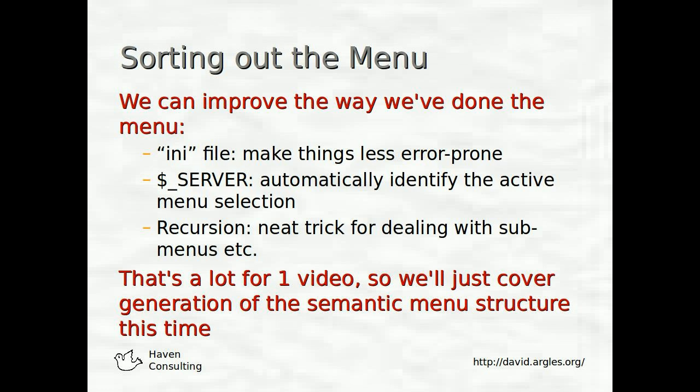There are three things that we can do. First of all, we can use something called an ini file, and this can make things a lot less error prone in the way that we build our menus. Secondly, we can use $server as the variable that automatically can help us identify the active menu selection in our menu.